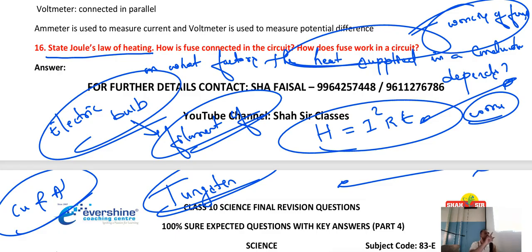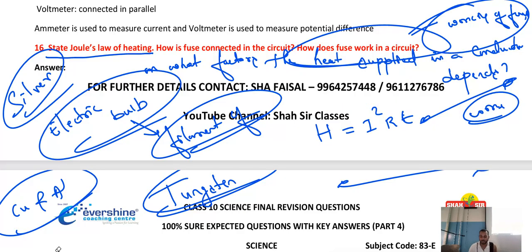Which is the best conductor of electricity? No wastage will take place. Best conductor of electricity, that is silver. Silver is the best conductor of electricity. So these all questions you need to learn. Did you understand? Very good. Next question.